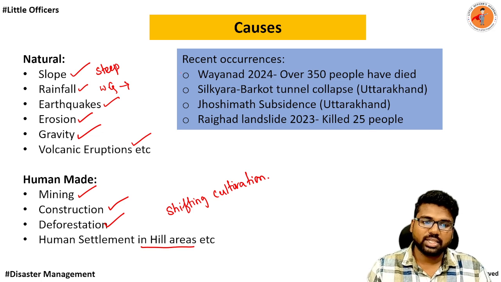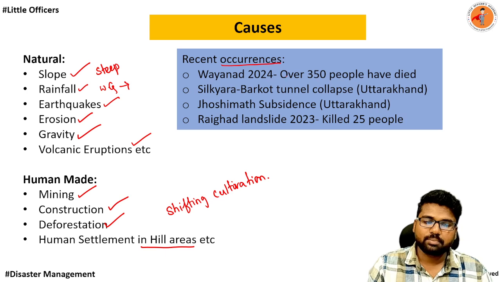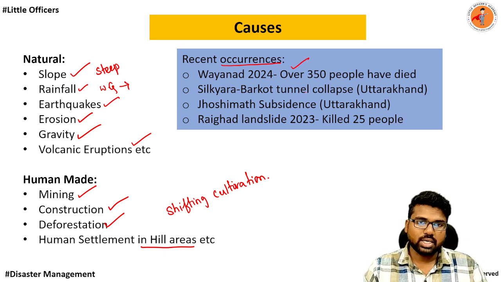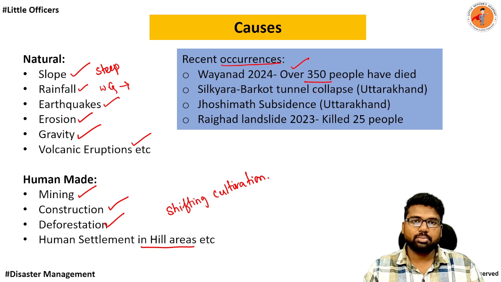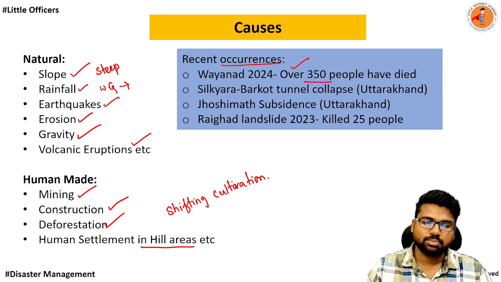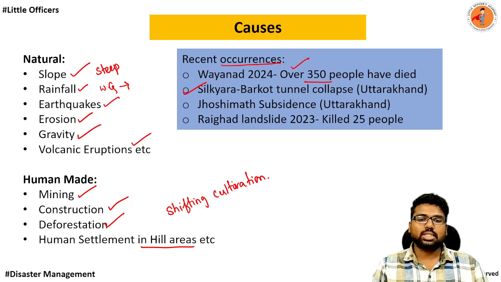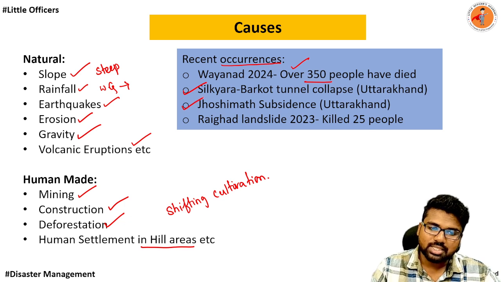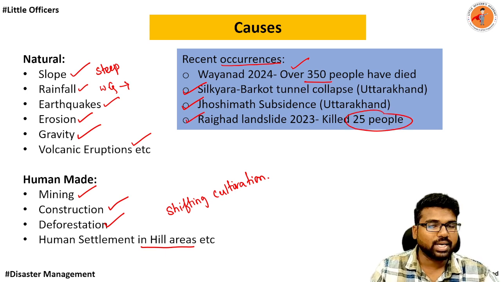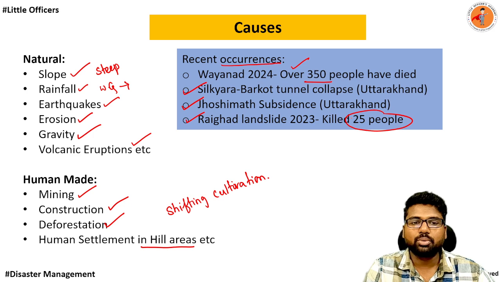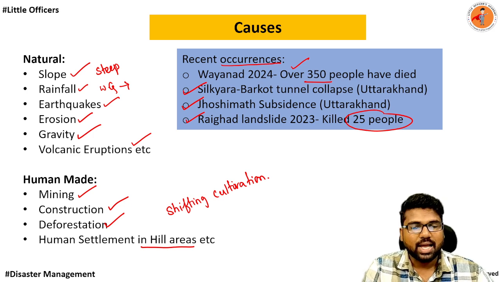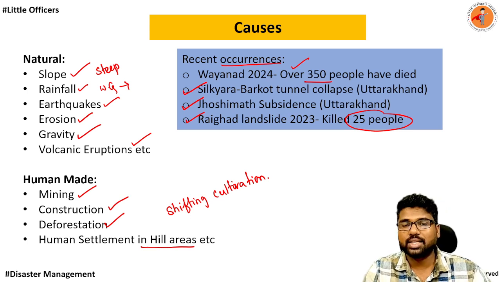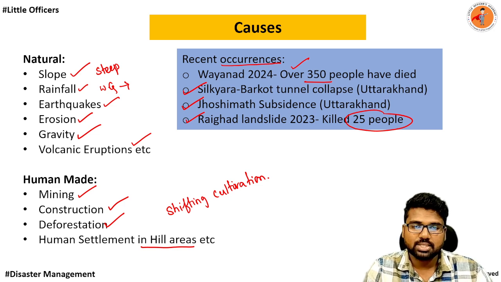Now looking at some of the recent occurrences which are worth mentioning: Wayanad 2024, which killed over 250 people and caused severe damage, and the Silkyara Barkot tunnel collapse in Uttarakhand. Similarly, Joshimath subsidence in Uttarakhand, and the Raigad landslide 2023, which killed over 25 people. These are some of the important recent occurrences. As and when time progresses, if unfortunately any other occurrence happens, you add it as an example.